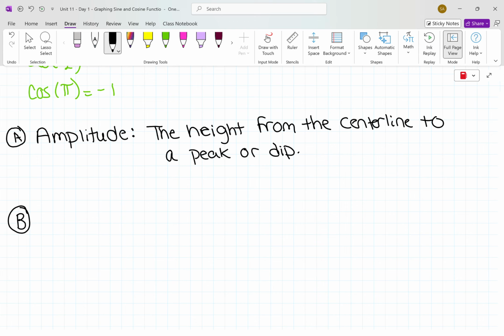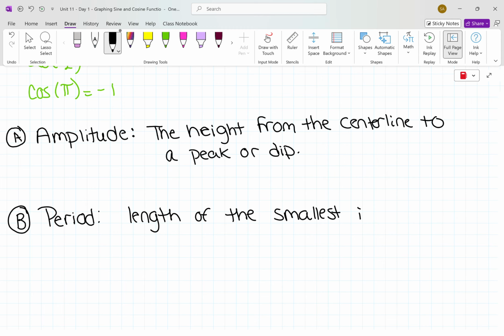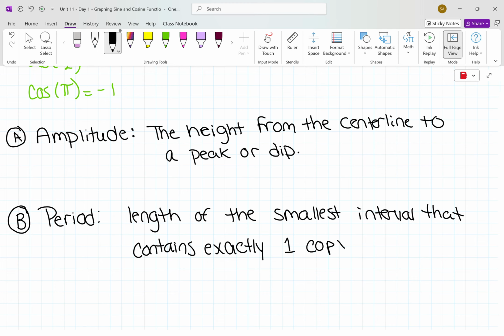The next vocab word is going to be period. And a period is going to be the length of the smallest interval that contains exactly one copy of the repeating pattern.